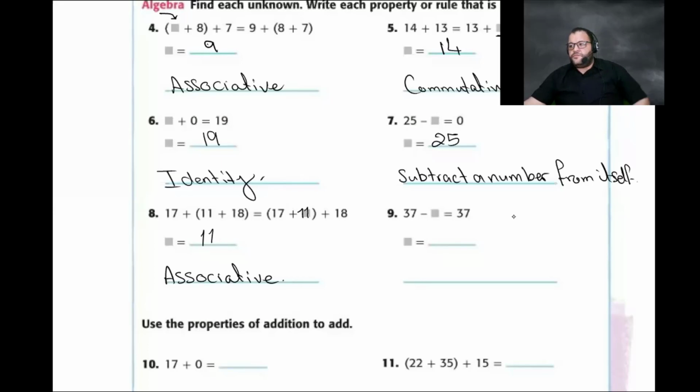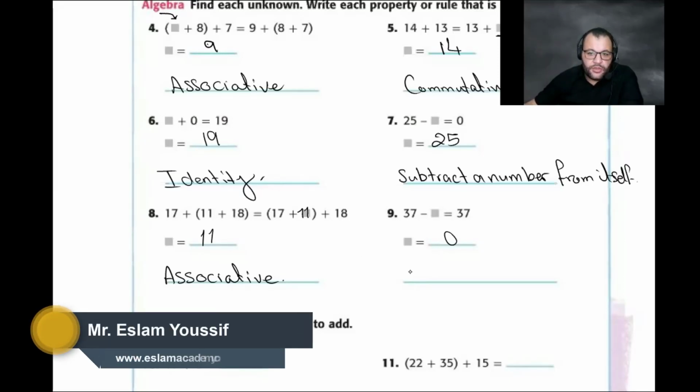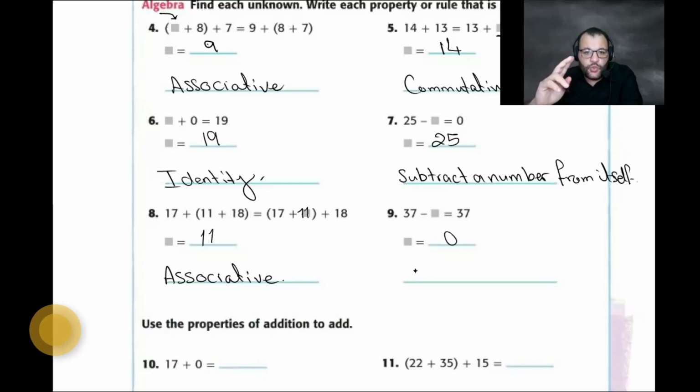37 minus 0. So this property is called, when you subtract 0 from any number, the result will be the same. No, not identity. Identity is for addition. But this one is called subtraction rule. We have 2 rules for subtraction. The first rule is subtract a number from itself. The second rule, subtract 0 from any number. So when you subtract 0 from any number, the result will be the same. Identity only for addition.